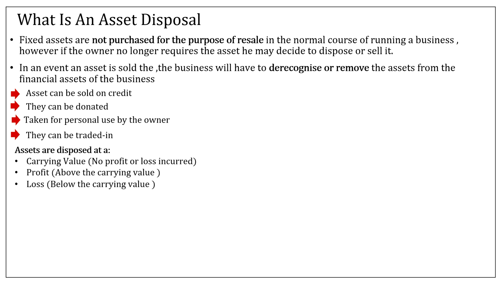Then it can be disposed of at a profit. Profit is basically when you sold it above the carrying value. So if your vehicle was worth 200 Rand and you sold it for 300 Rand, you made a profit. Then at a loss, which means you sold it below carrying value. So if your asset is worth 200 Rand and you sold it for 100 Rand, you made a loss. That's what asset disposal is useful for. It helps us calculate how we sold our assets.